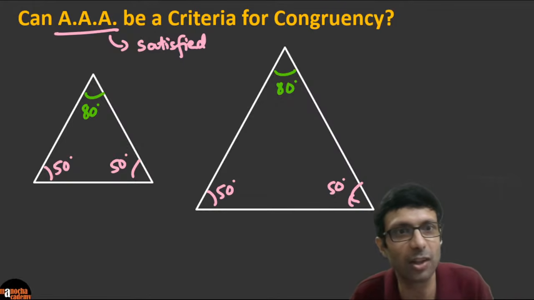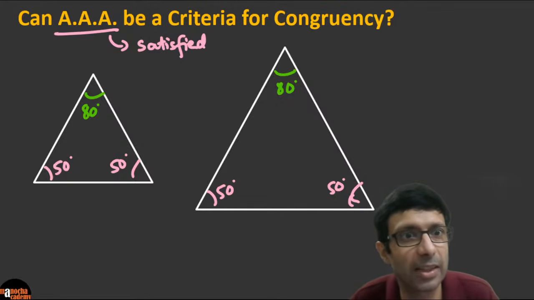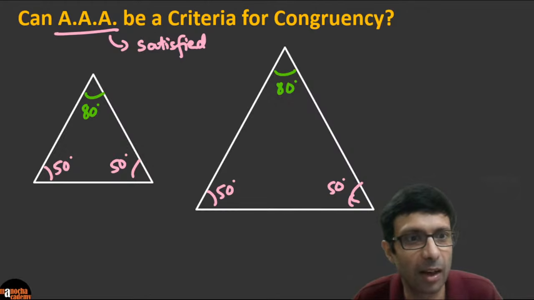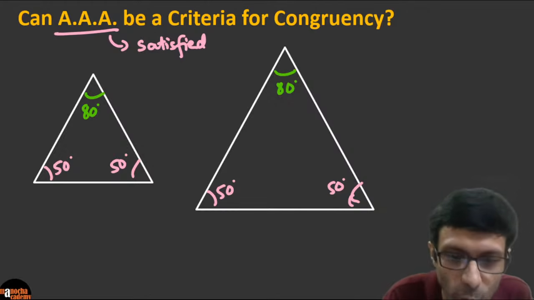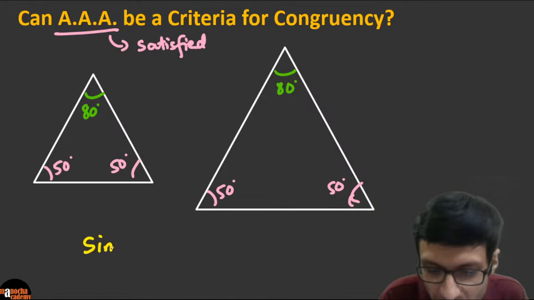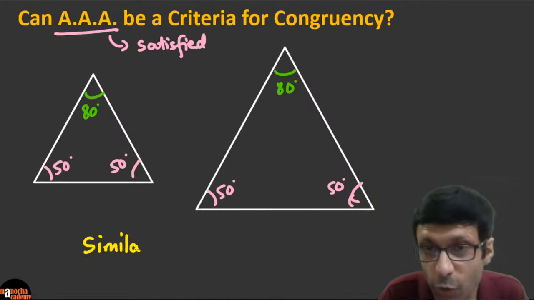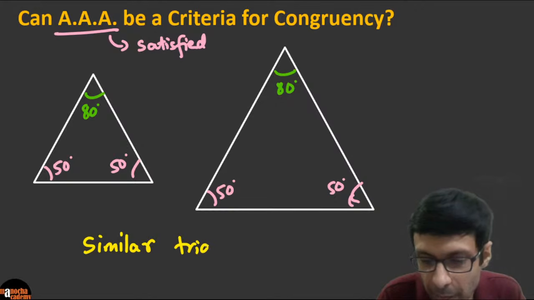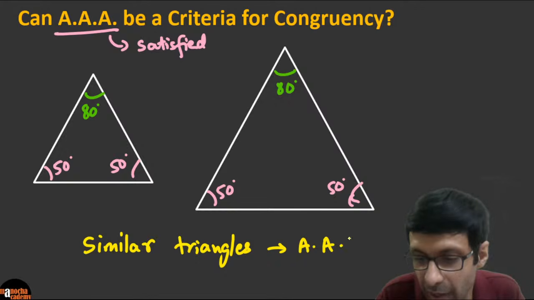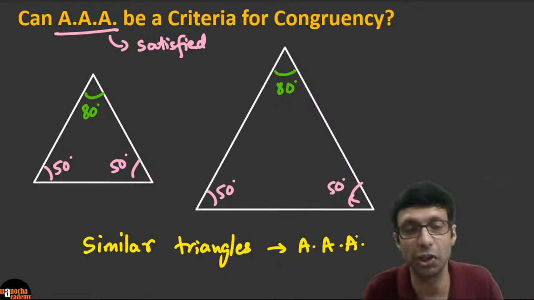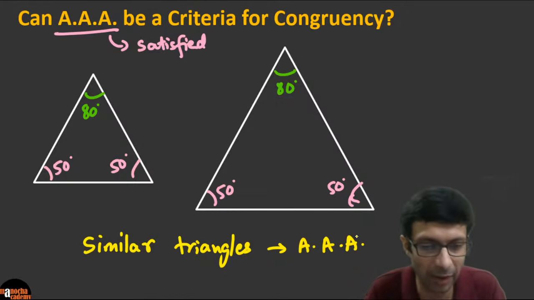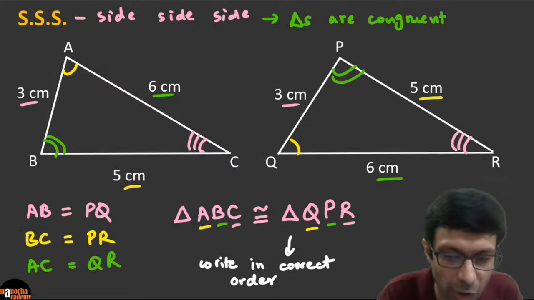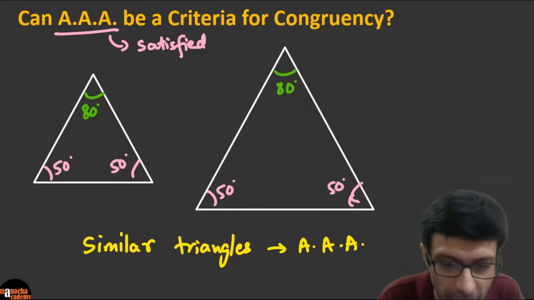So what are these triangles called? Excellent. I see Srinivas says that, Shweta says that, superb guys. These are known as similar triangles. Remember similarity, or you might be studying that later. So for similar triangles, the condition is AAA, but it is not a condition for congruency. SSS is a condition, but not AAA. Please remember that, guys.